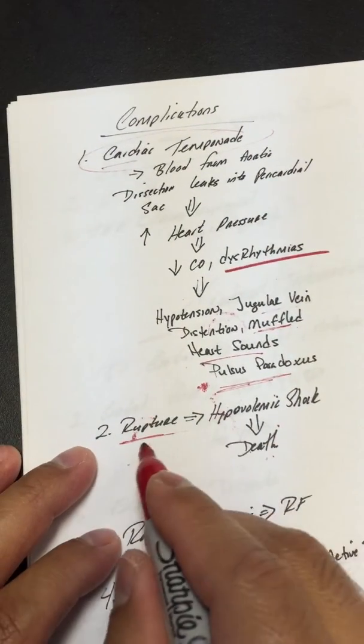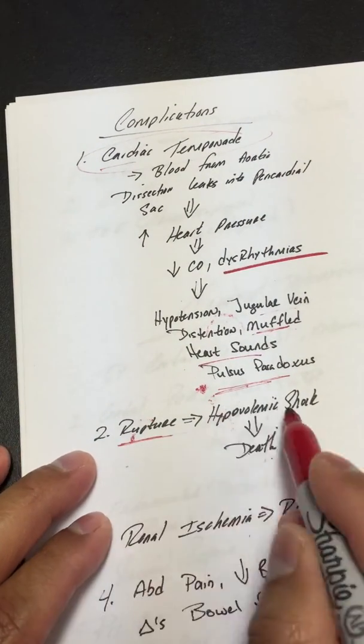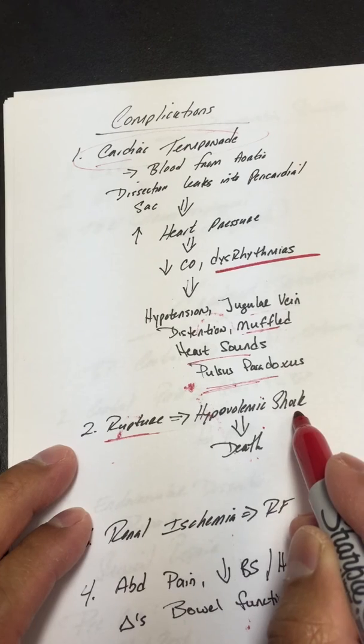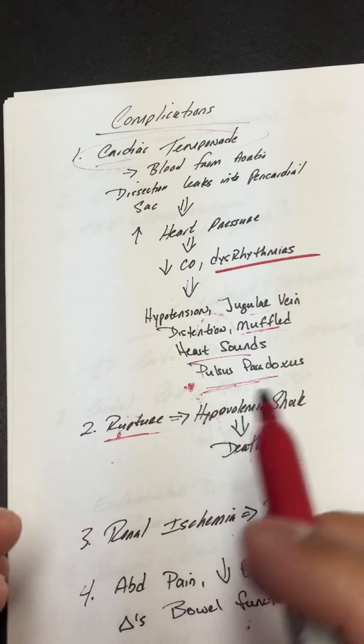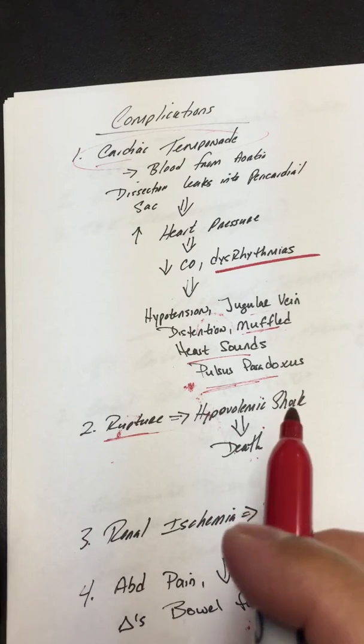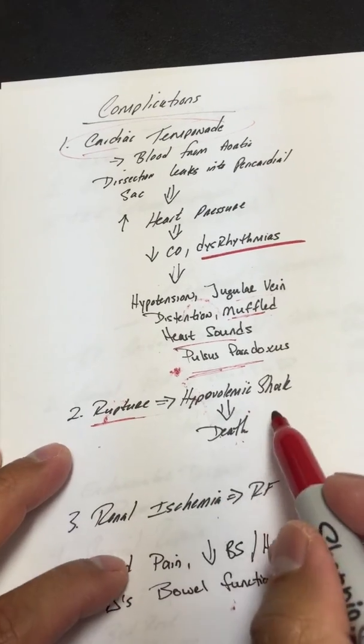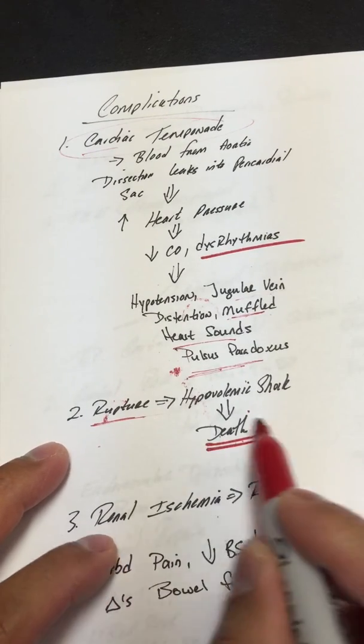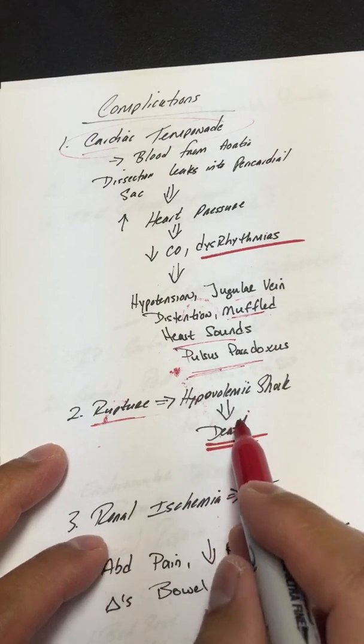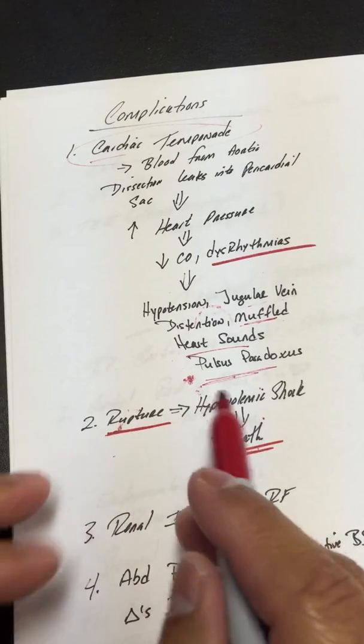So patients, if there is a rupture, will suffer from hypovolemic shock. If this patient does not receive medical treatment immediately, death will occur due to hypovolemic shock. So we always want to prevent rupture.